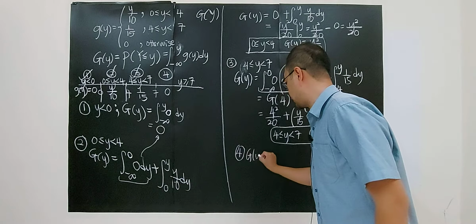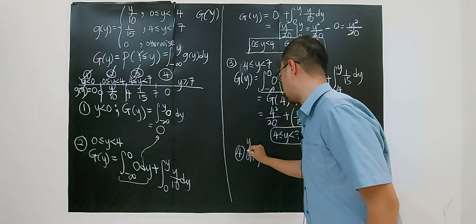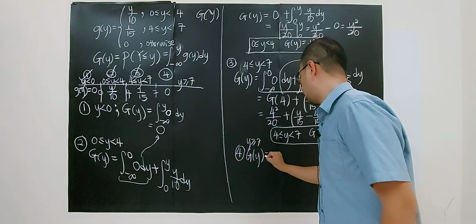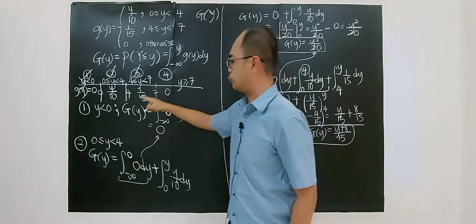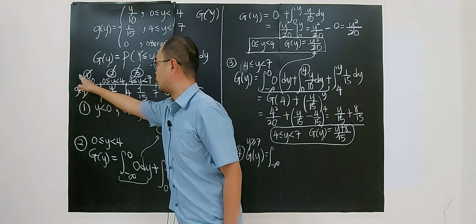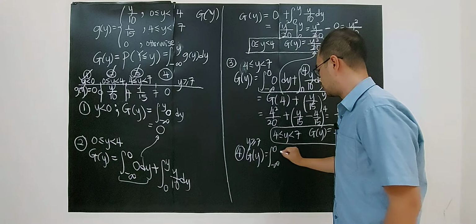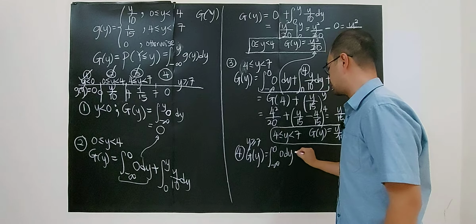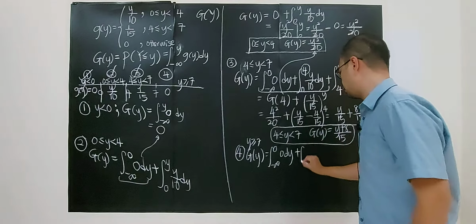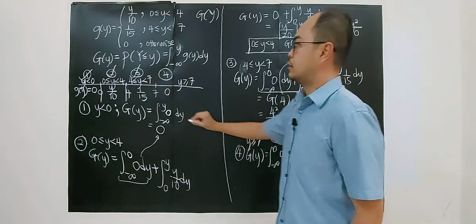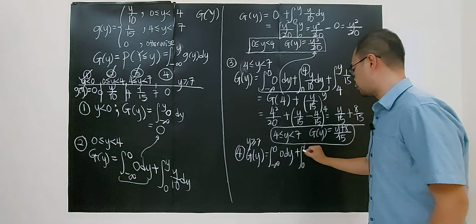So your g(y) for the fourth interval, which is y greater than or equal to 7, you have to start from negative infinity up to the first interval. I put a tick, up to 0. During this time, your g(y) is 0. And start from 0 up to 4, already ticked, 0 up to 4.